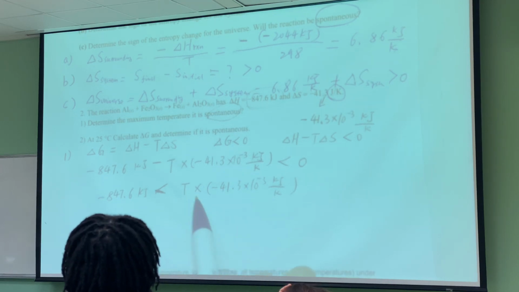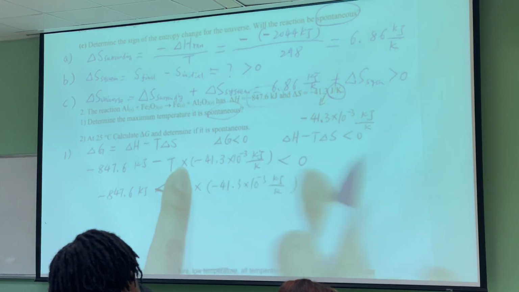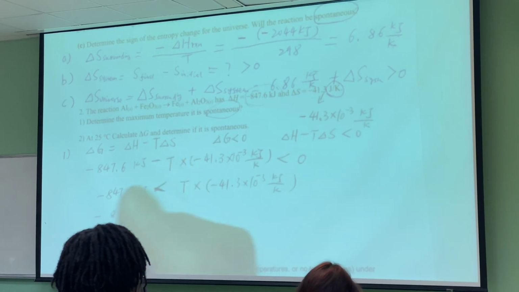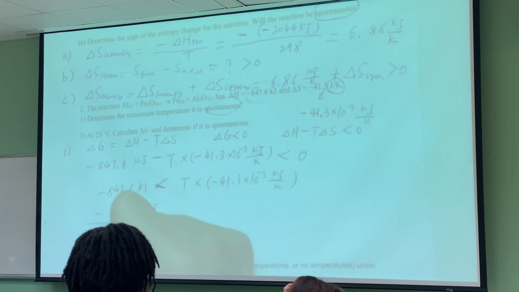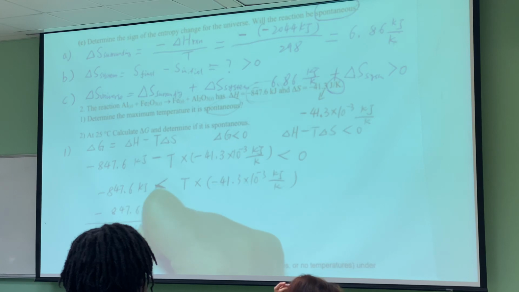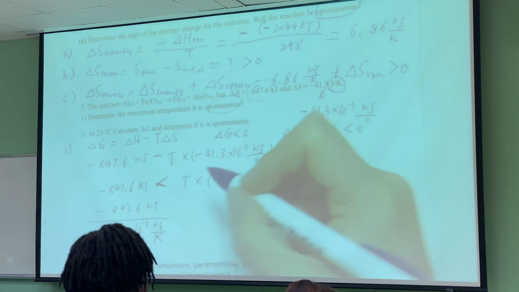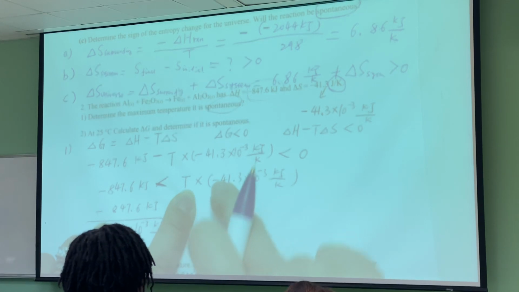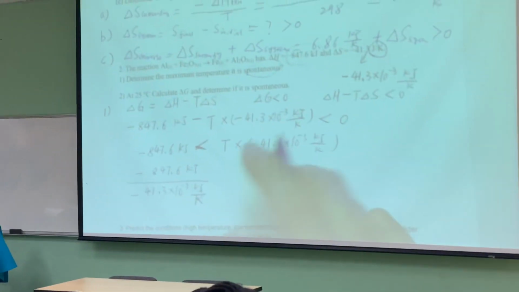So now, because we need to find the temperature, I'm going to divide by this factor. So which means divided by this whole thing, okay? This negative 41.3 times 10 to negative 3 kilojoule per K. And here becomes T, right? But on the right side, since you divide by a negative sign, this smaller sign here should become a positive.